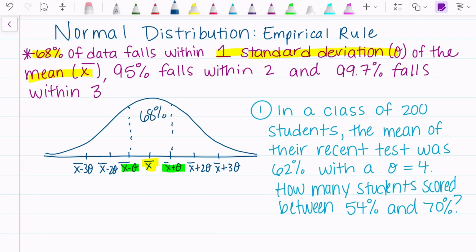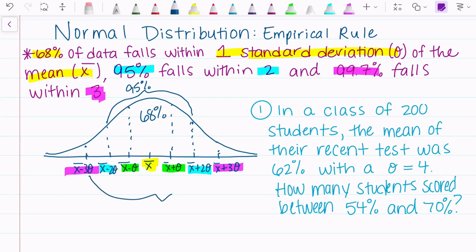And this will end up being 68% of the data. If we go out one more standard deviation, so if I add the standard deviation twice or subtract it twice, now I'm out 2 standard deviations from the mean, and this would cover 95% of the data. If I add one more standard deviation or subtract it one more time, so now I'm within 3, we're at 99.7% of the data. So if I add 3 or subtract 3, I'm now covering from here to here. This would cover 99.7% of the data. So we can use this to answer questions.